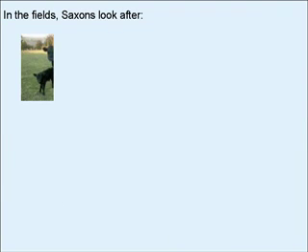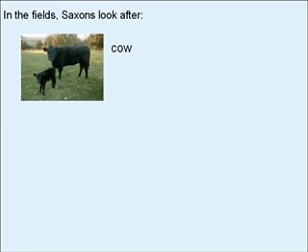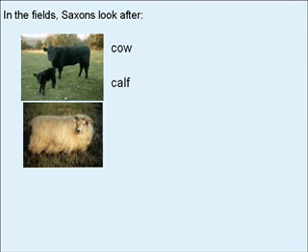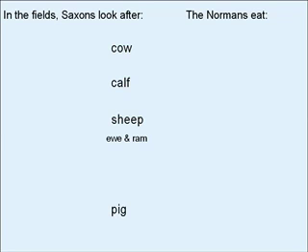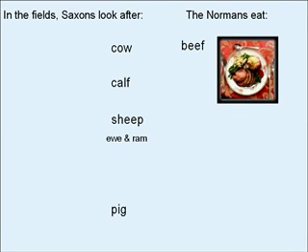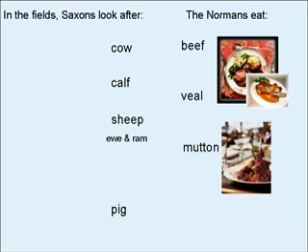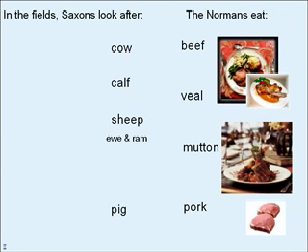The Saxon peasants working in the fields looked after cows, baby cows, calves, sheep, that is to say, ewes and rams, and pigs. However, on the table, the Normans ate beef and veal, mutton and pork. And you can see this difference between the Saxon words and the Norman words has remained absolutely in the language.